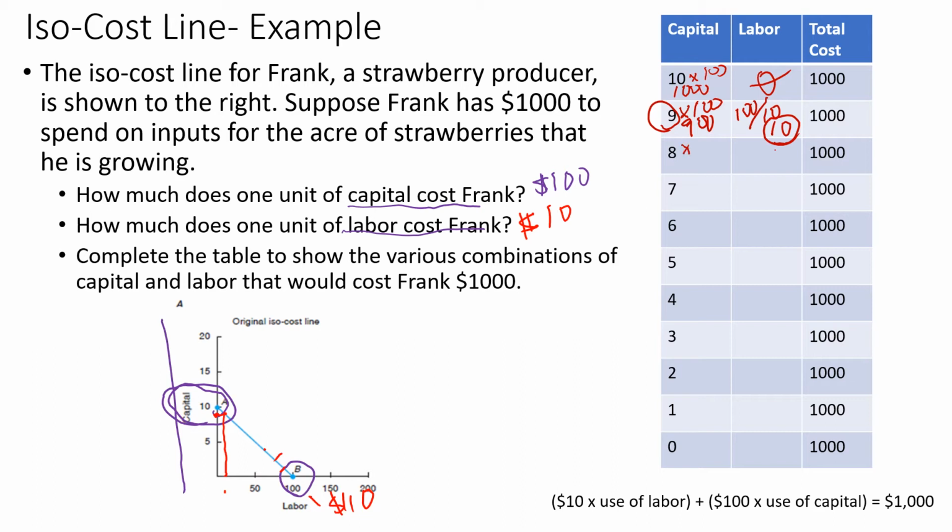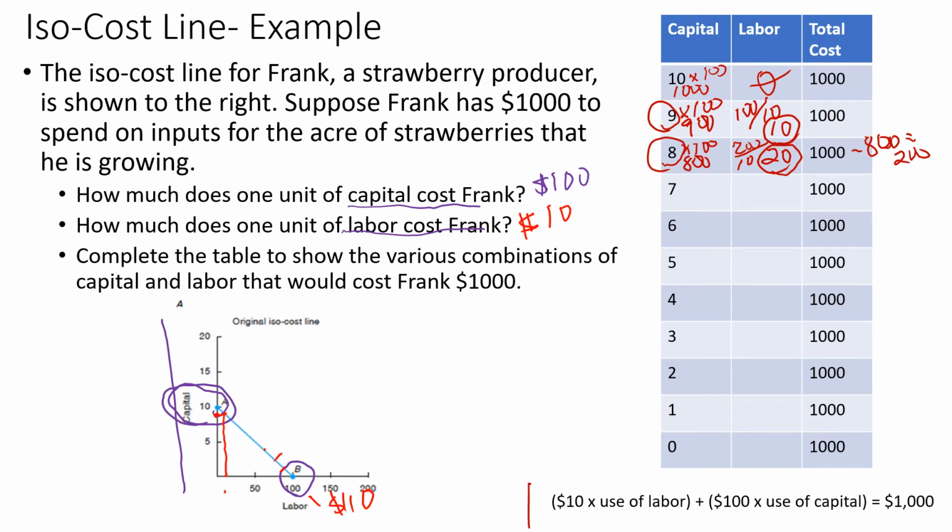If he uses 8 units of capital, we know capital costs $100, so that's going to take 800 of his dollars. 1,000 minus 800 is 200, so he has now $200 left to spend on labor. Labor costs $10 a unit, so that means he would be able to buy 20 units of labor with that. So you can go ahead and continue calculating those down in that same way and fill out the chart.